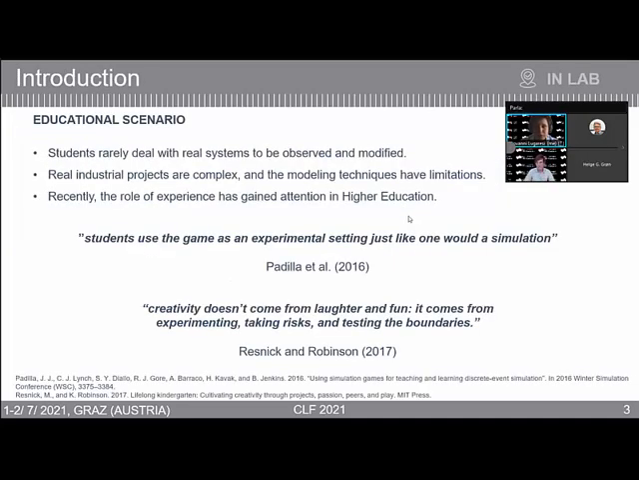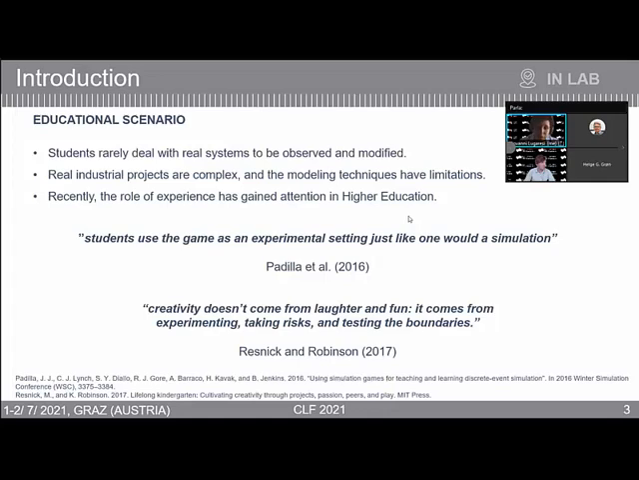As a short introduction, basically this work has been motivated by the fact that the students rarely deal with real systems to be observed and modified. There is a significant difference between a real industrial project and the projects that students usually deal with in the frontal lesson experience.